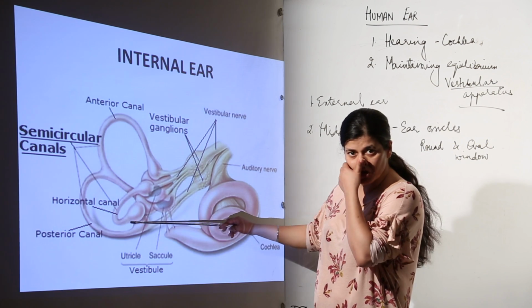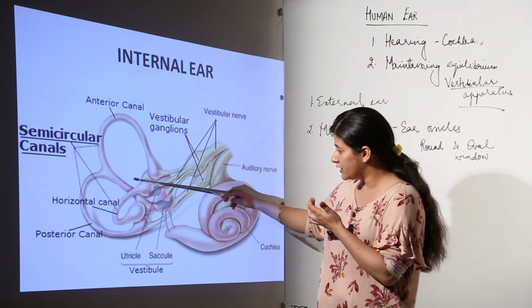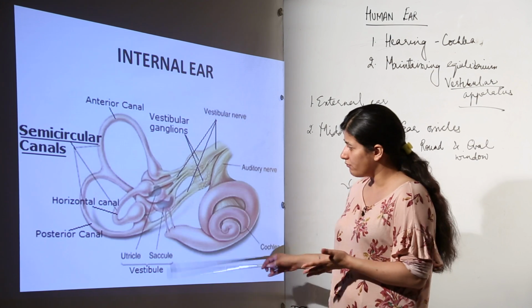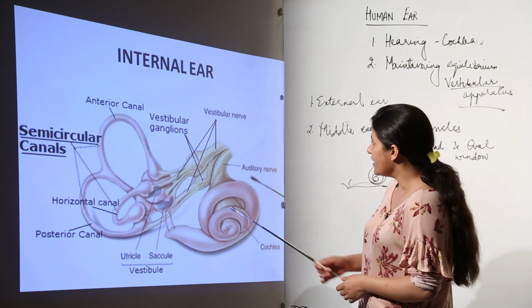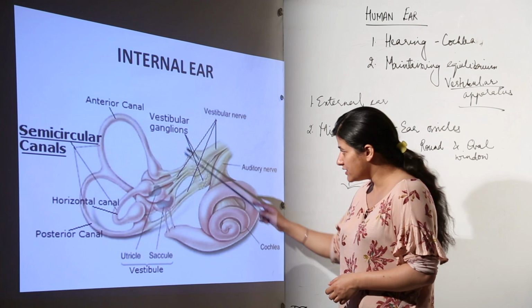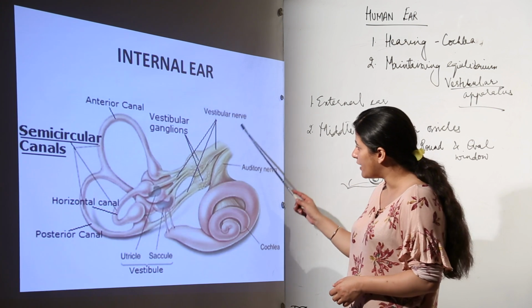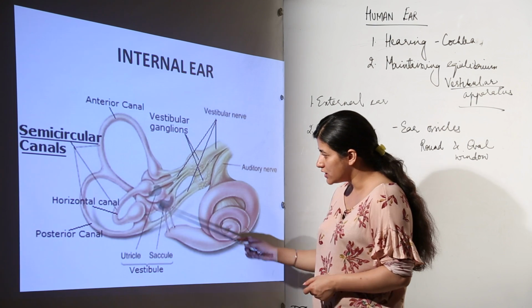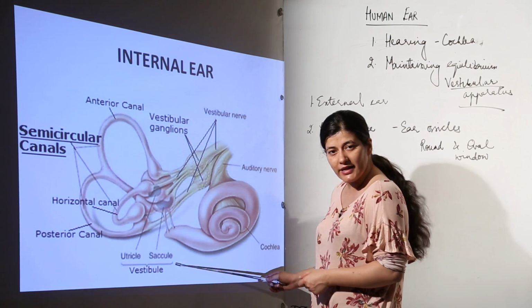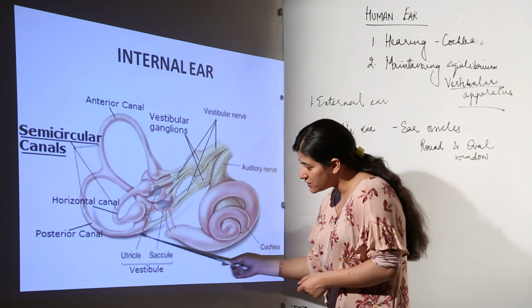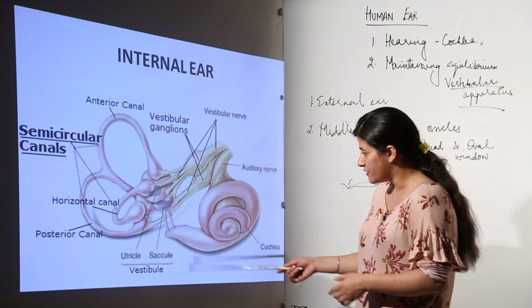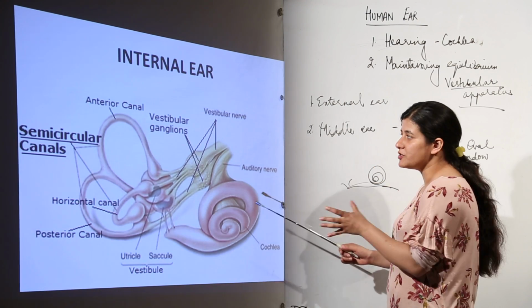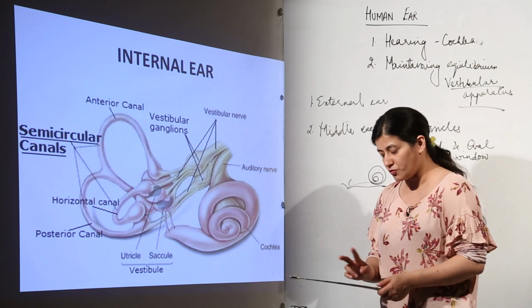This is the one which is responsible for maintaining balance basically. These are the nerves. These are the vestibular ganglia, and the vestibular nerve comes and joins at the points where we have the utricle and saccule, two points. This forms the vestibule basically. And you see in the vestibular apparatus we have two parts to remember.